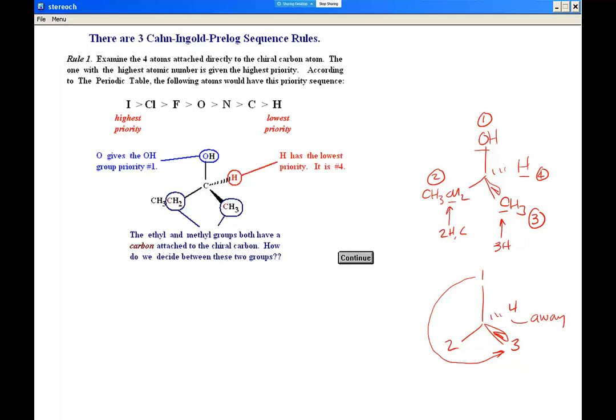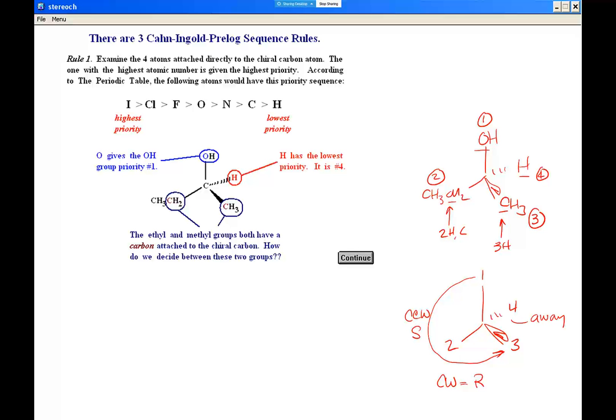In this case, this was counterclockwise. Counterclockwise is S. Clockwise is R. So if going from one to two to three is clockwise, that is R. If going from one to two to three is counterclockwise, that is S.